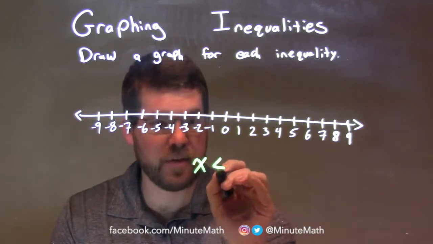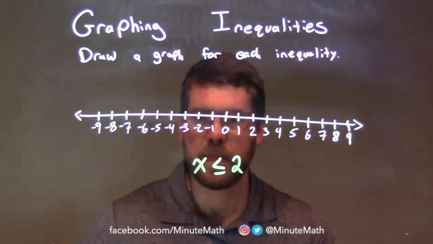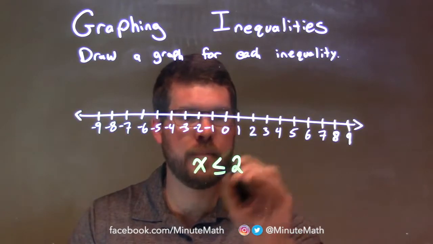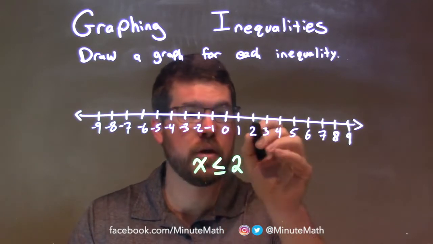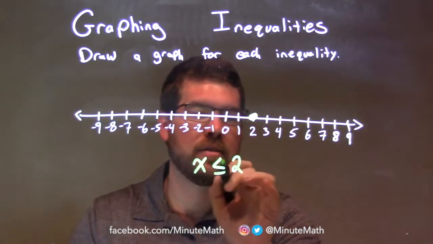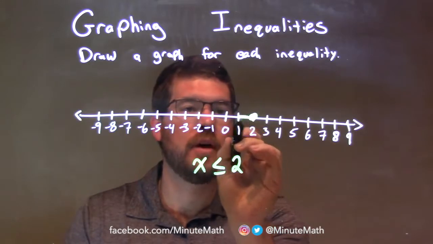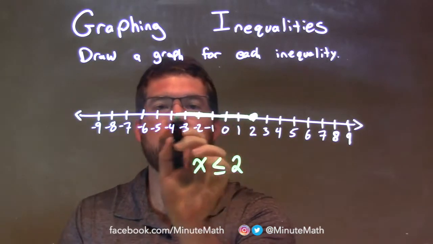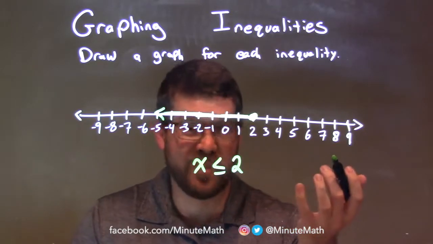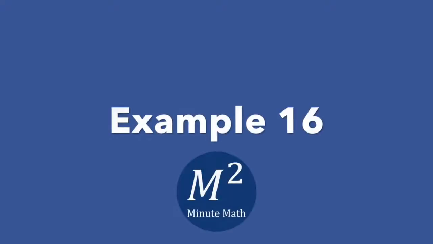x is less than or equal to 2. All right, so the main thing I'm looking at here is 2. All right, so I see 2 right there. X can equal 2, so I have a closed circle right there at 2. Then we say x is also less than 2, so we shade to the left. So shade to the left right here. And now I have my graph. That's our final answer, pretty much done here.